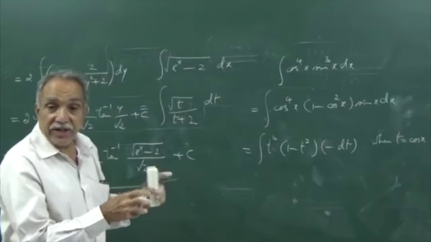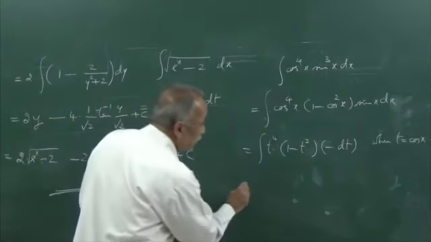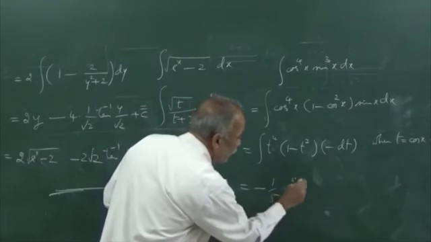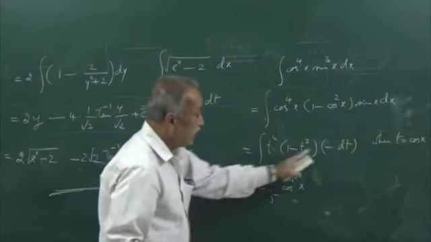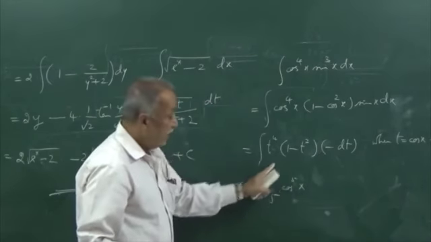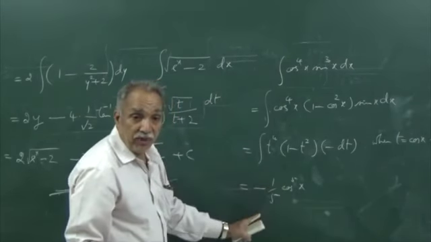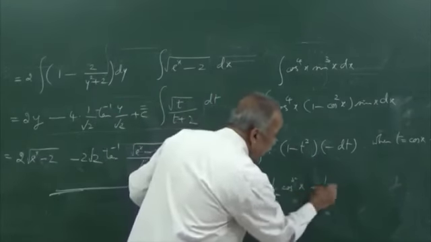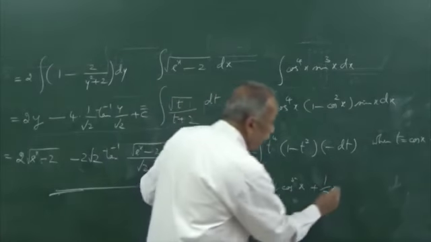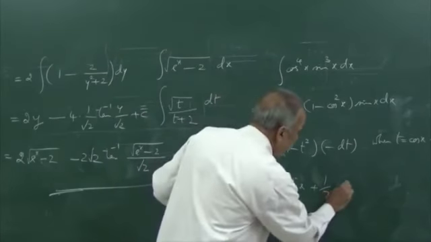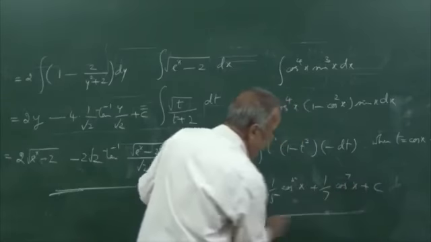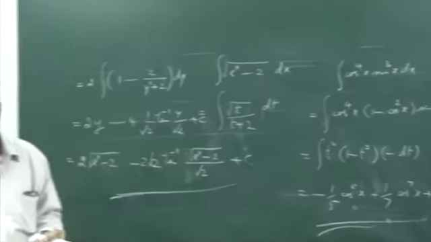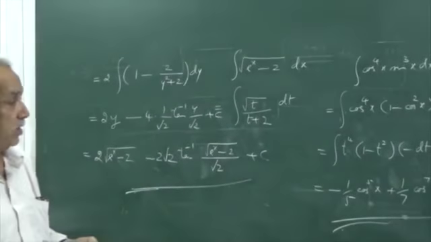Removing brackets and carrying out term by term integration. Minus t to the power 4 is the first term. Integral is minus t⁵ by 5. Second term is minus of minus, plus t⁶. Integral is 1 by 7 t⁷ plus a constant of integration is the required integral. Agreed? Okay.